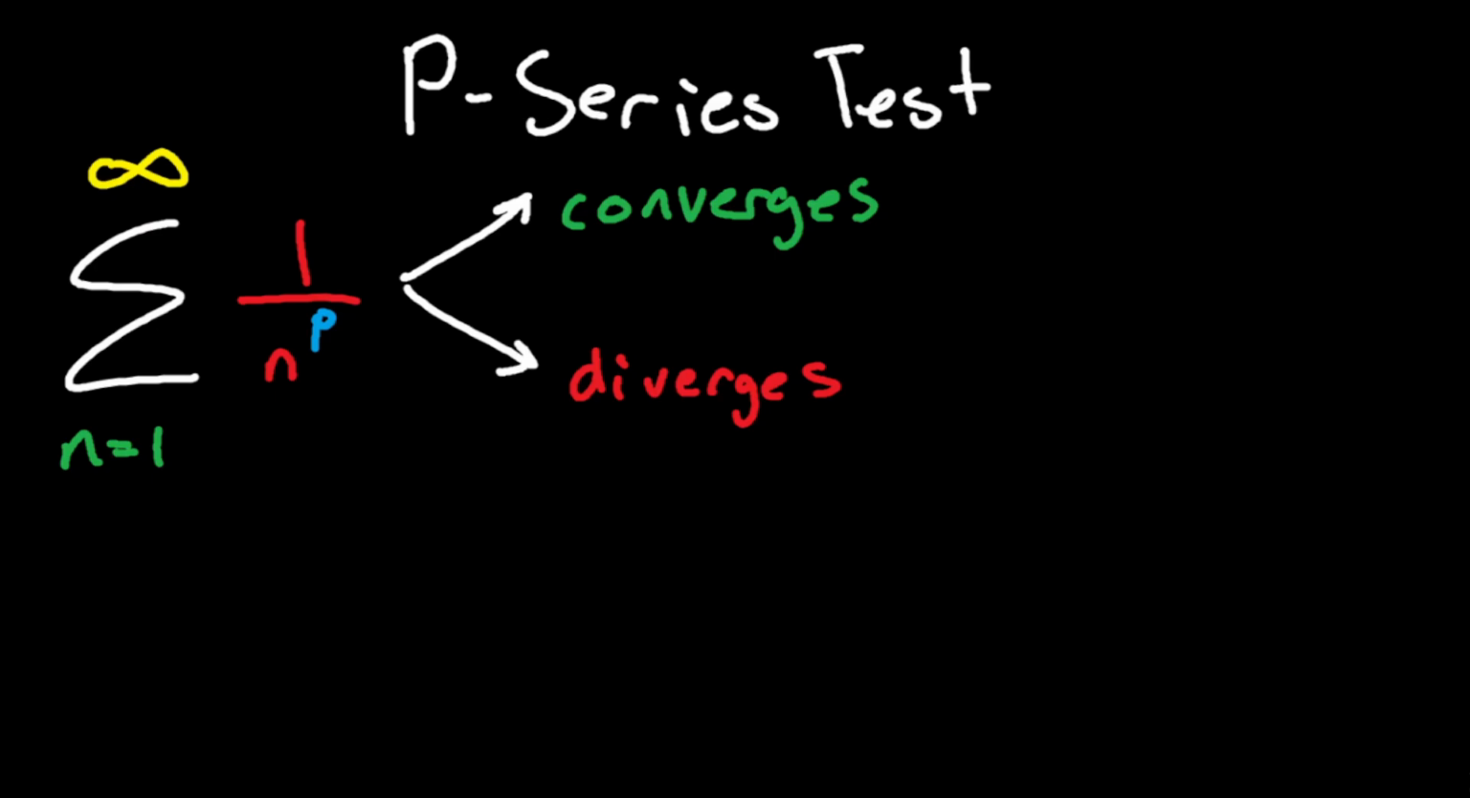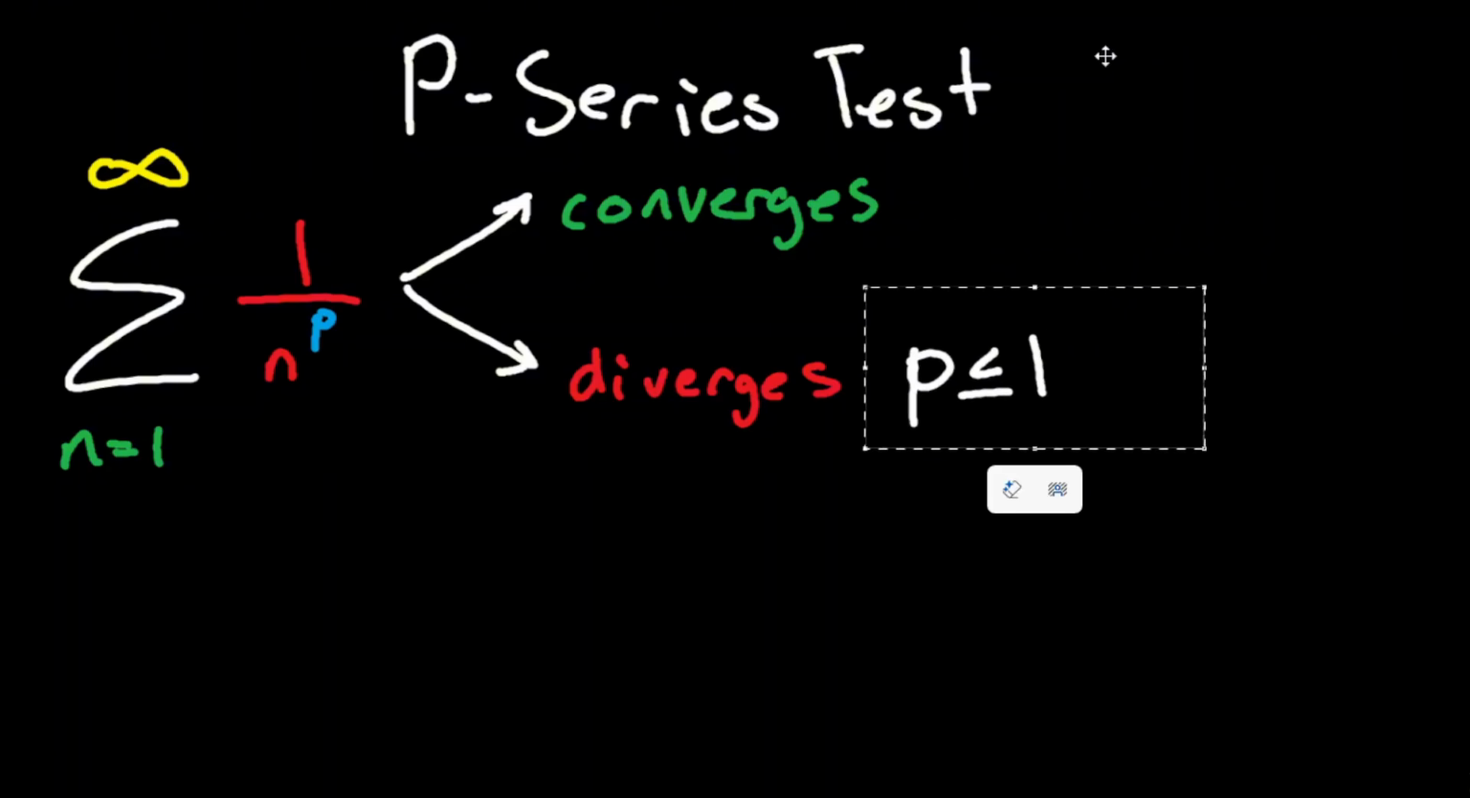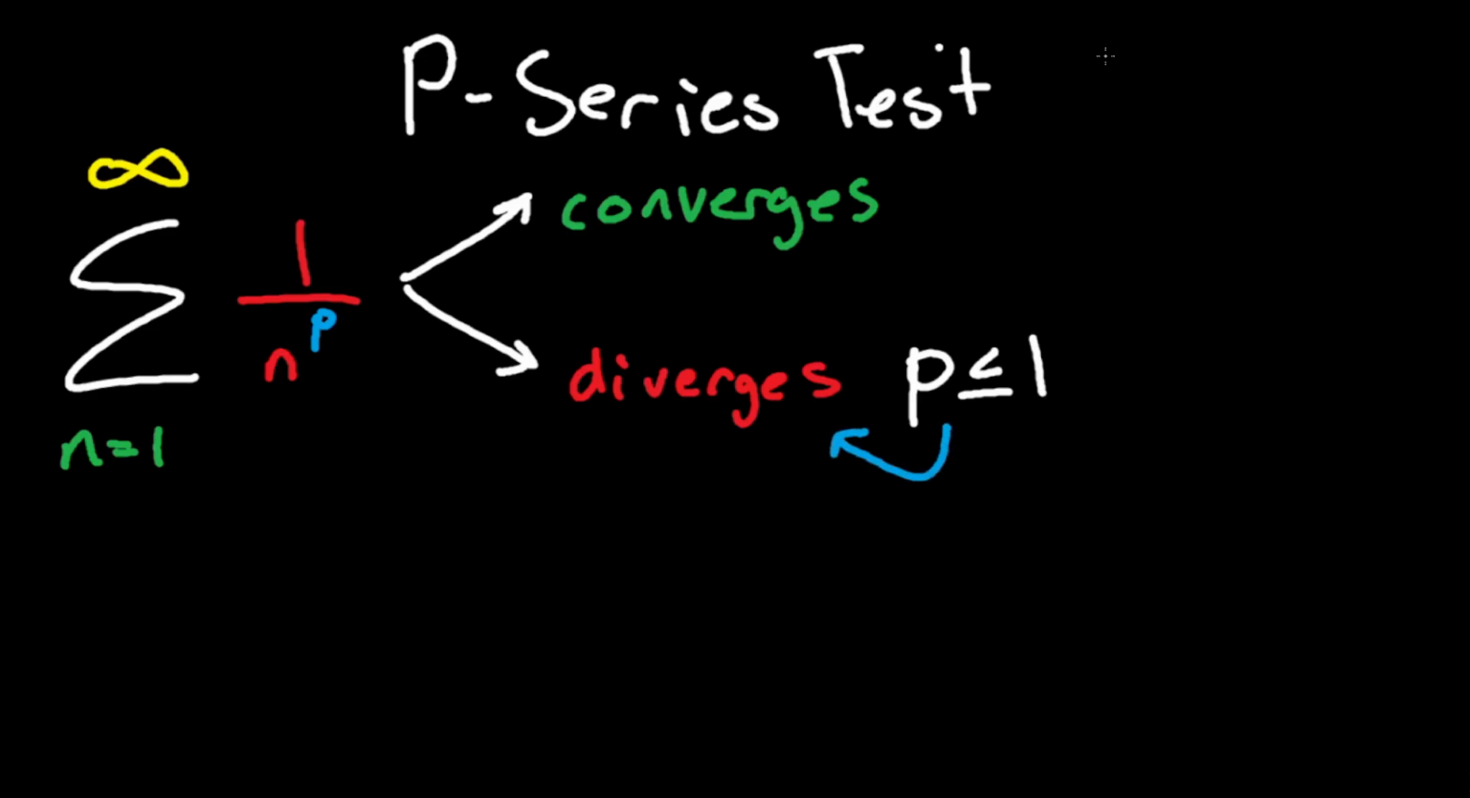Let's go ahead and tell you the conditions, and let's work on a couple quick problems. So the conditions for the p-series test: if p, and I'll specify what p is later, is less than or equal to 1, then your series diverges. And if p is greater than 1, then your series must converge.